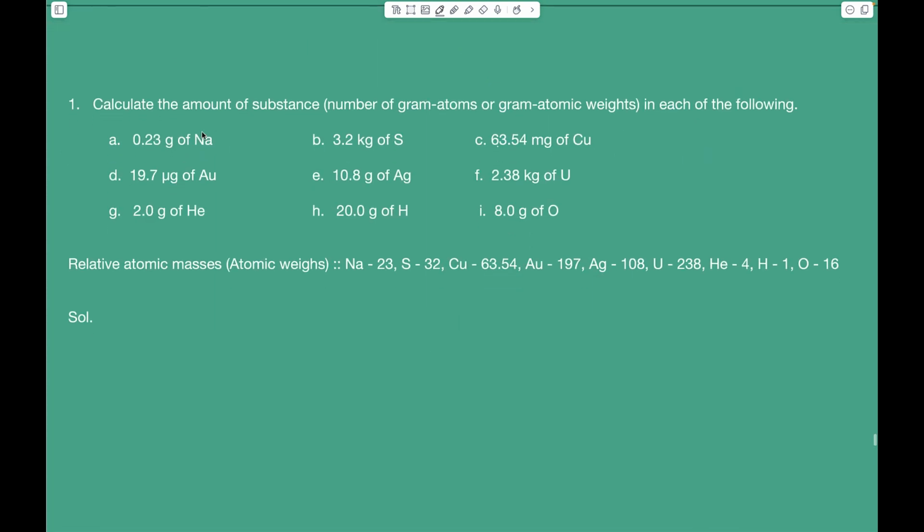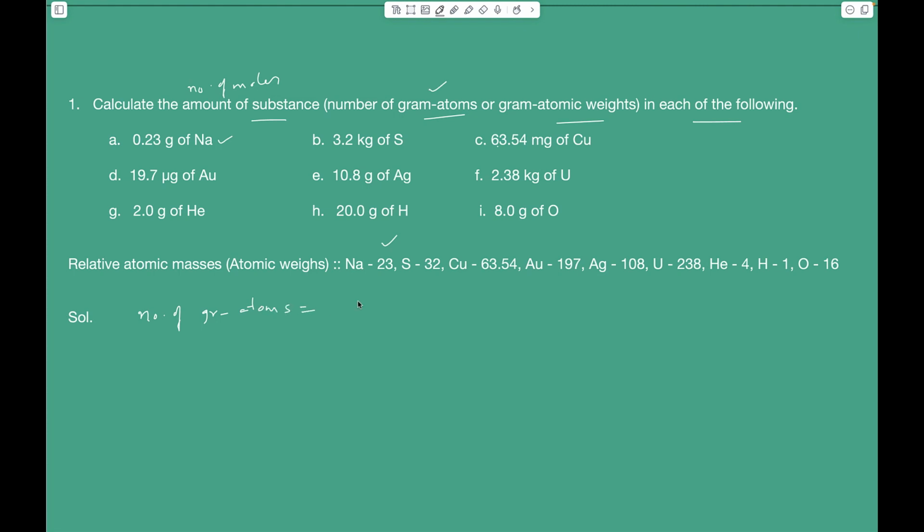Now in this question, we are asked to calculate the amount of substance or the number of moles in each of the following cases. And if you want to use the old vocabulary, number of gram atoms or number of gram atomic weights. In the first case, we are given 0.23 grams of sodium and the atomic weight of sodium is given as 23. Now, how do you get the number of gram atoms?